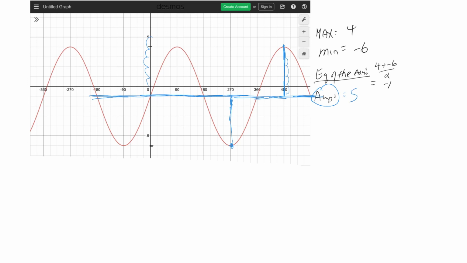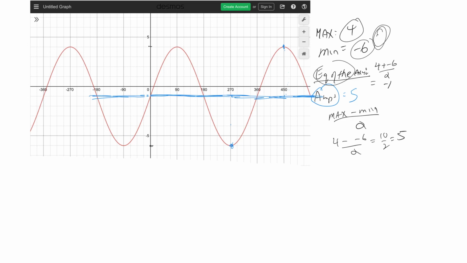Now, some students would want to actually calculate this using these two numbers. To calculate this, all you have to do is take the max minus the min and divide it by 2. So I'm going to take 4 minus -6 divided by 2, and that's going to give us 10 over 2, which gives us 5. So as I said, there are two different ways to calculate the amplitude and equation of the axes: visually, or numerically.